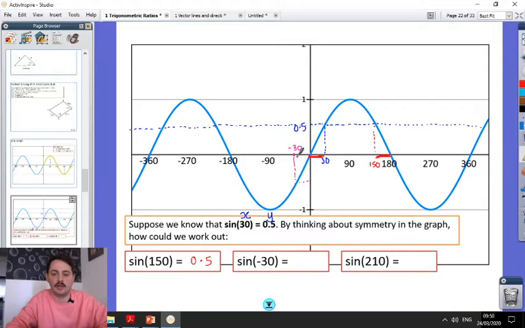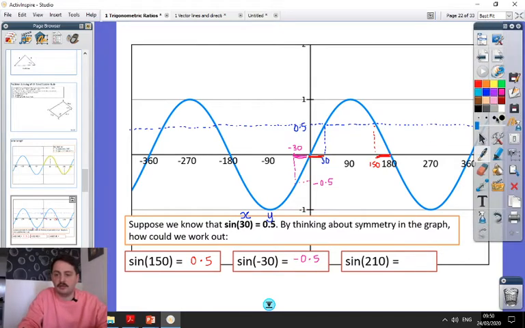Well, we know because it's got rotational symmetry, that means that if you were to rotate the graph about the origin, it would land back on top of itself. If this value up here is 0.5 for 30, we can see that when we come back across to minus 30, it will be on the negative side of the axis, and it will be at minus 0.5. So the sine of negative 30 is minus 0.5.